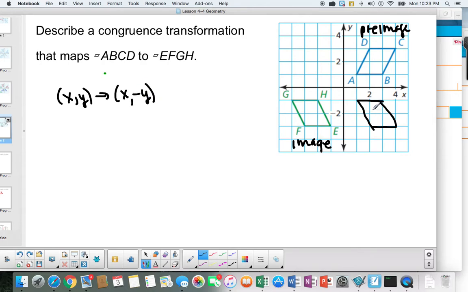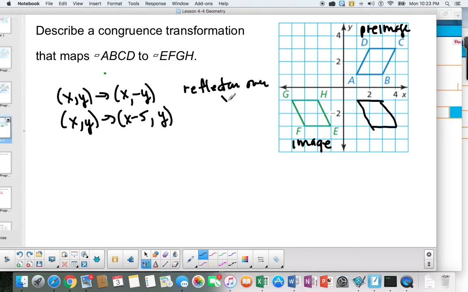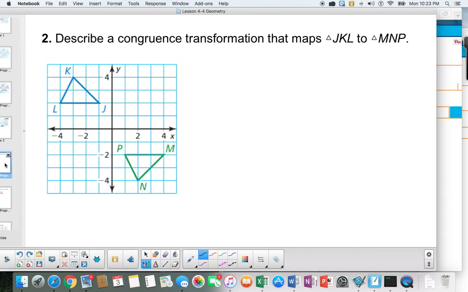And then from here it looks like I can translate. So x comma y maps to, and it looks like I want to move 1, 2, 3, 4, 5, so x minus 5, and I don't have to move up or down. So because I was able to do a reflection over the x-axis and a translation, these figures are congruent because I was able to go through rigid transformations that map one figure onto the other.